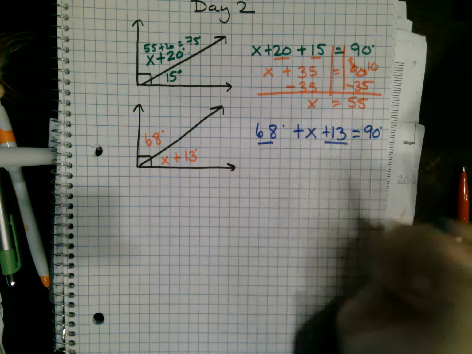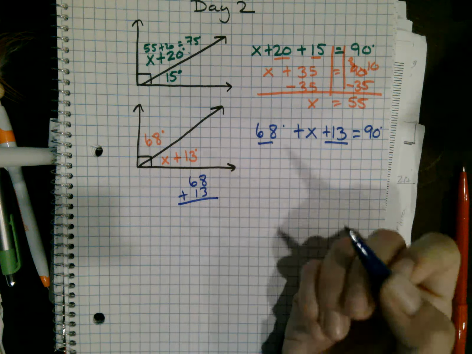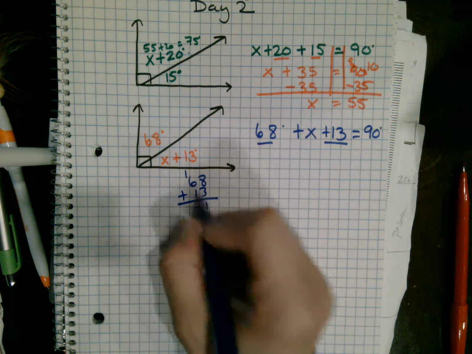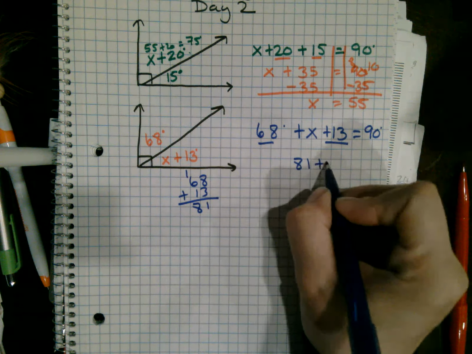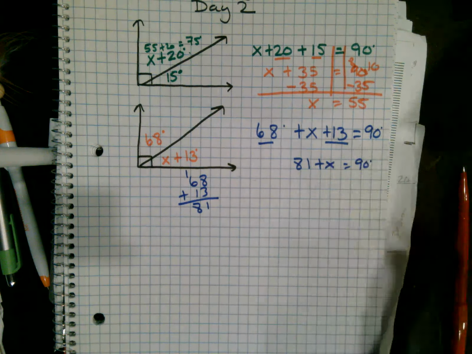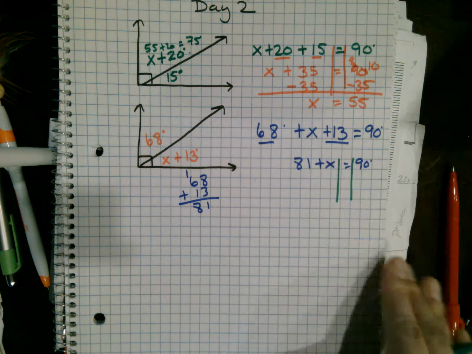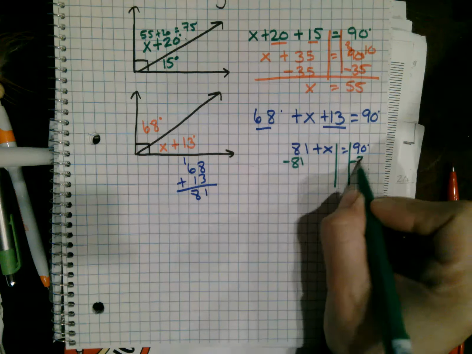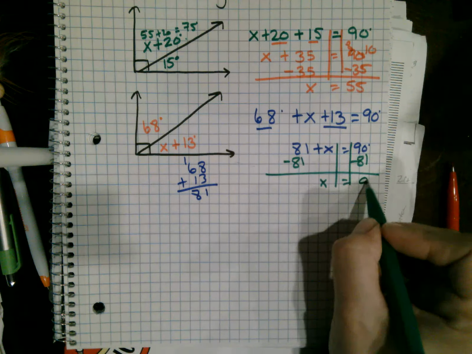So I'm going to add the 2 numbers together. You go on the side and add 68 plus 13. 81. So 81 plus x equals 90 degrees. So we're going to draw our arrows. How do I get rid of this 81? Subtract 81, subtract 81. X equals 9.